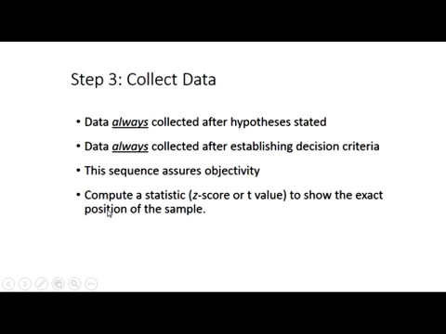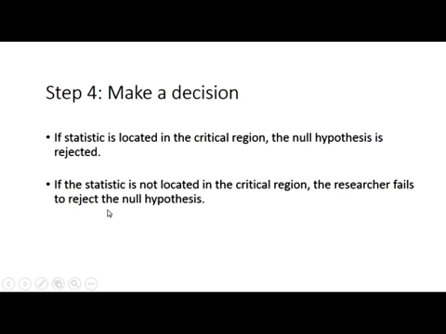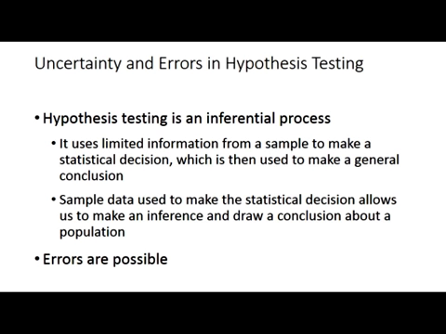So, let's go to step 4. Step 4 is we make a decision. If the statistic is located in the critical region, the null hypothesis is rejected. If the statistic is not located in the critical region, then the researcher fails to reject the null hypothesis. Okay, we don't accept the alternative, and that's really important to remember. We either reject our null hypothesis, or we fail to reject our null hypothesis. So it's important to know that language.